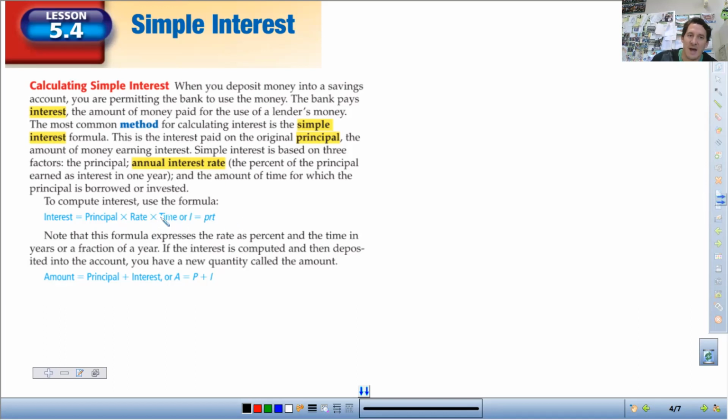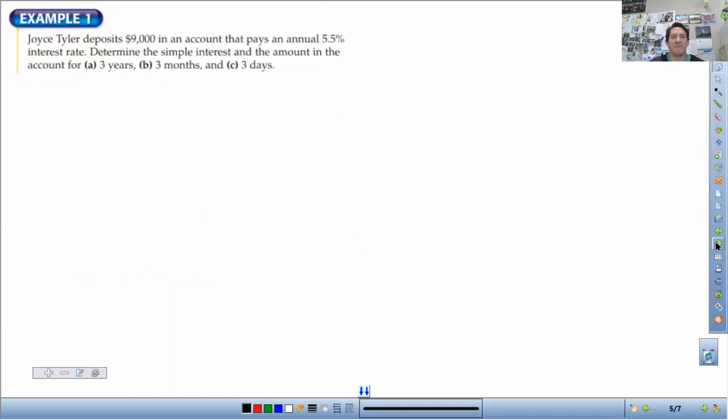If you're given a time frame that is less than a year, say you're trying to calculate the interest for 6 months, this time needs to be the fraction of a year. So 6 months would be half a year, so the T would be 1/2. We're going to look at that. So take a look at our first example.